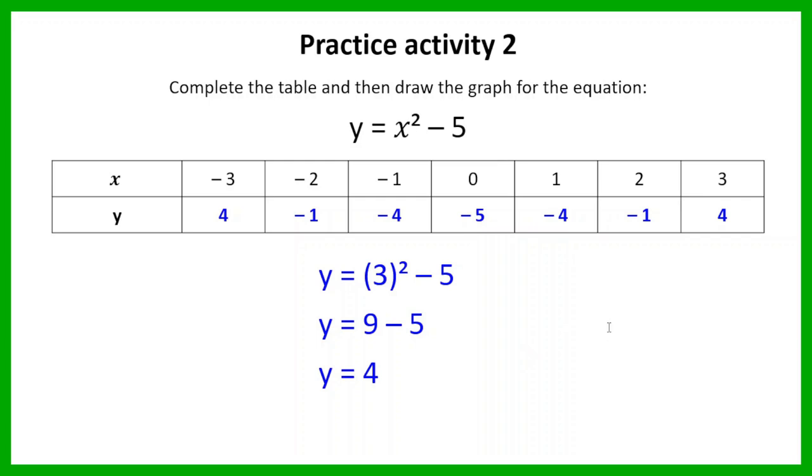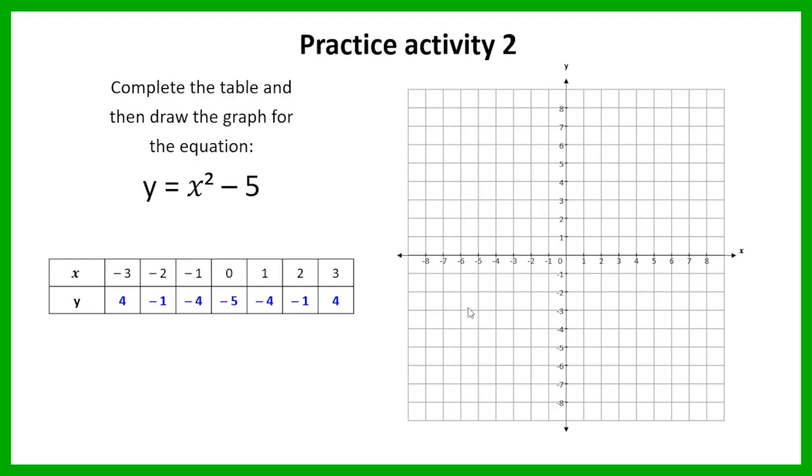So on the Cartesian plane, your point for negative 3, 4 should be over here, like that. Your point negative 2, negative 1 should be over here, like that. Your point negative 1, negative 4 should be like this over here. Your point 0, negative 5 should be over here, like that, on the y-axis. Your point 1, negative 4 should be over there. Your point 2, negative 1 should be over here. And the last one, the point 3, 4 should be over here.